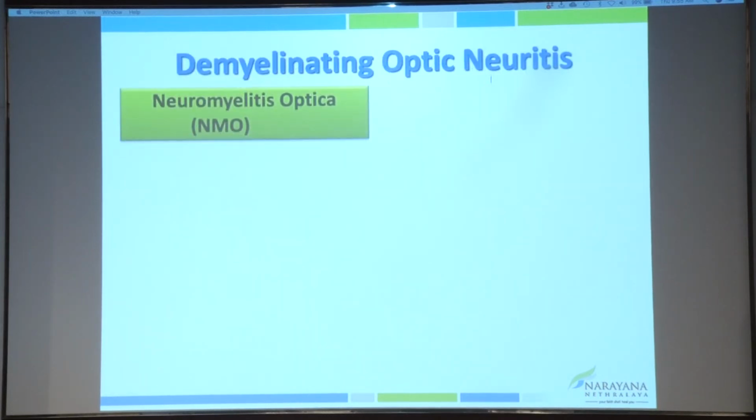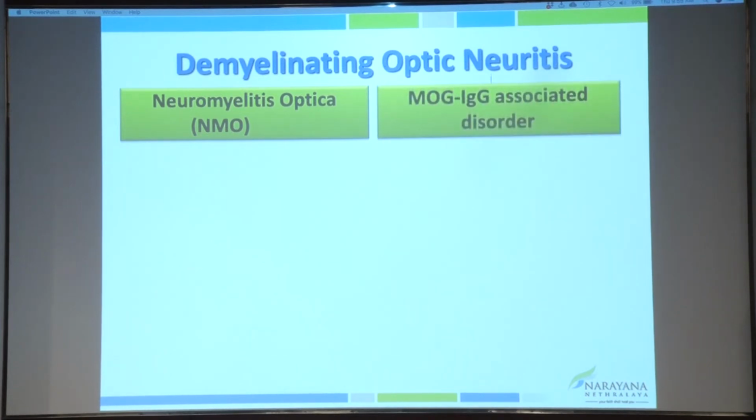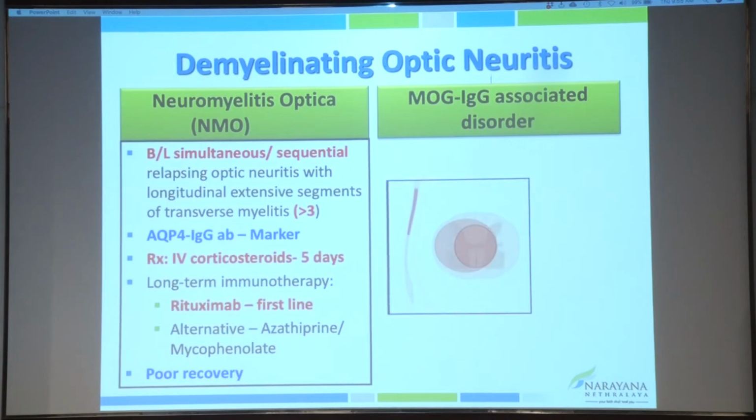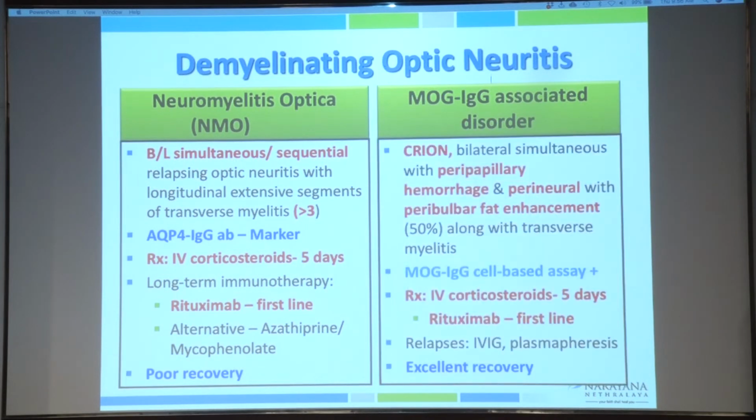As mentioned, the other types of demyelinating disorders, which are now more commonly seen, are NMO and the MOG IgG associated disorder. As you can see, neuromyelitis optica is a bilateral, simultaneous and sequential condition where aquaporin-4 IgG antibody is the main marker, needs IV corticosteroids and rituximab, and has poor recovery. On the other hand, MOG IgG, which is more common in children than in adults, is what we initially thought of as CRION, has a MOG IgG cell-based assay positive and needs treatment with IV corticosteroids, having excellent recovery.